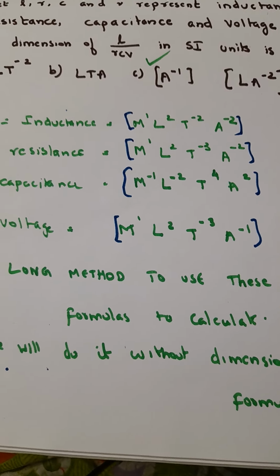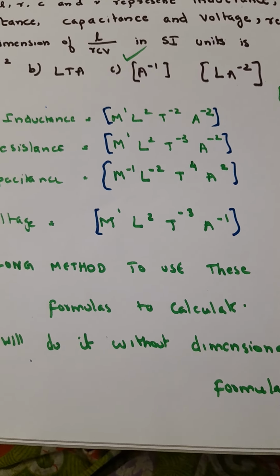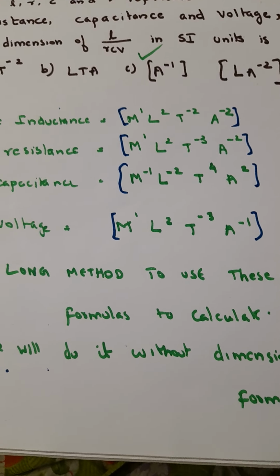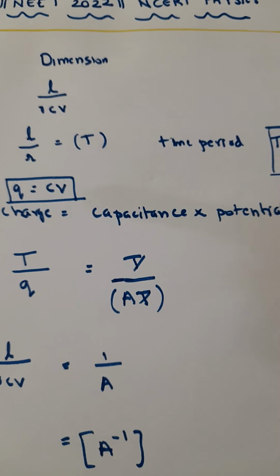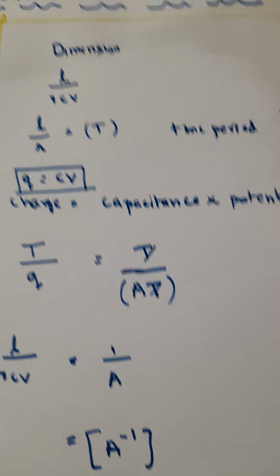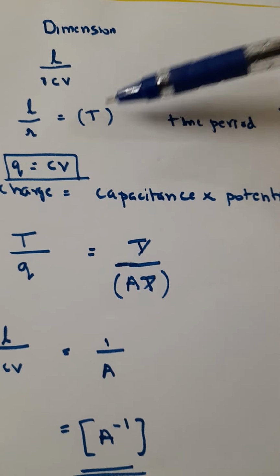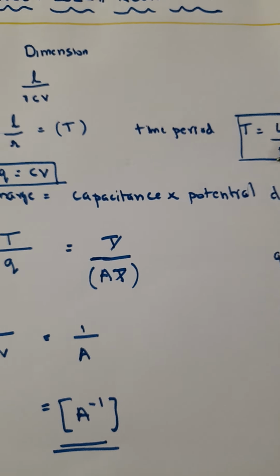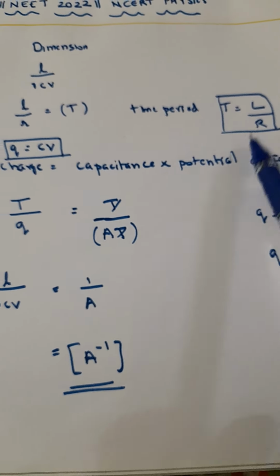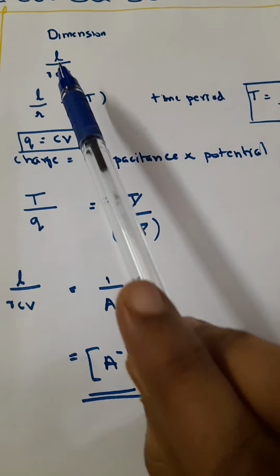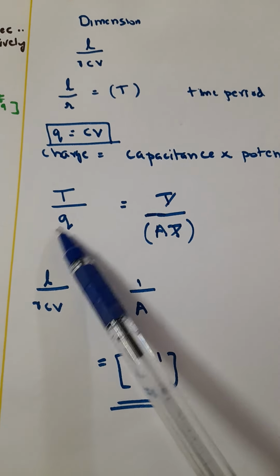So the main point is for the students to remember all these dimensional formulas. Without knowing these dimensional formulas, you won't be able to solve such sums. So instead what did you do here, L by RCV, we will just go through it again quickly. L by R is just T, that is time period. Time period is nothing but L by R. What is L by R? Inductance by resistance. Remember these 2 formulas, T equal to L by R and Q is equal to CV. So instead of L by R we put T, and instead of CV we put Q. So we got T by Q.